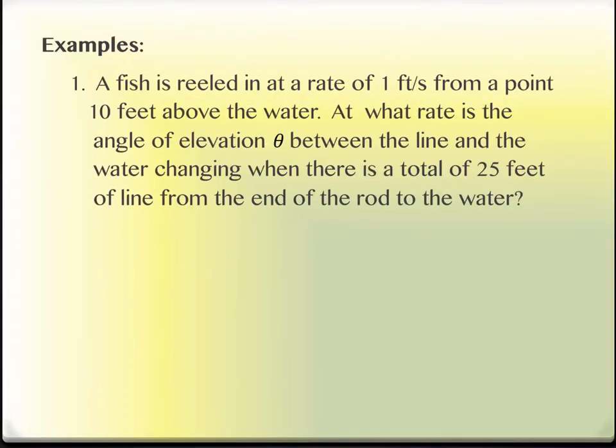All right, so here's an example. We were at the lake this weekend. Nobody fished. It's too cold for that, in my opinion. But this is a fishing example nonetheless. A fish is reeled in at a rate of 1 foot per second from a point 10 feet above water. So imagine the person is standing on a dock or a person is standing on a boat. At what rate is the angle of elevation, you may or may not remember what that is, I'll show you, between the line and the water changing when there's a total of 25 feet of line from the end of the rod to the water.